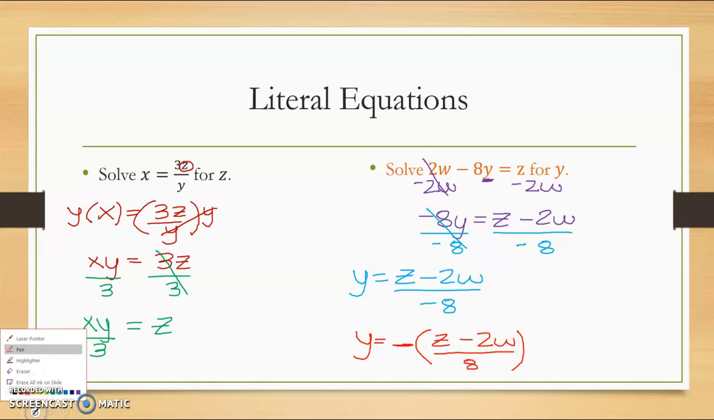There's one more way that we could actually write this, and that's looking at each individual piece. So we could take z divided by negative 8, which would be negative 1/8 z, and then we can take negative 2w divided by negative 8, and a negative divided by a negative is going to give us a positive, and we can simplify 2 divided by 8 to be 1/4, so we end up with w divided by 4. Hope this helps.